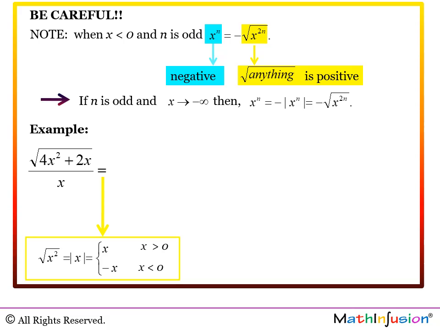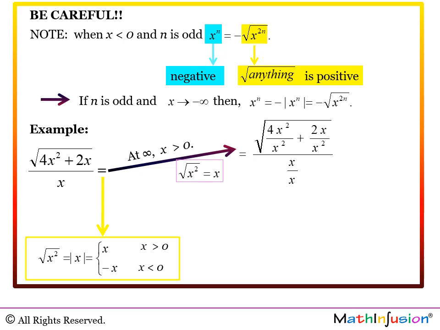The square root of x to the power of 2 is always the absolute value of x. When x is positive, it is x, but when x is negative, it's negative x. It means that at infinity, x is positive. So I get that the square root of x to the power of 2 is x, so I can divide as we did before. In the square root, I divide everything by x to the power of 2, and outside the square root, I divide everything by x.